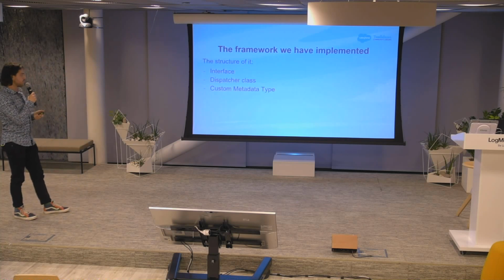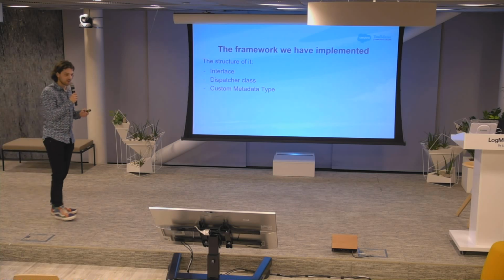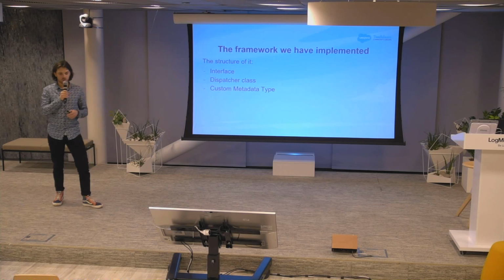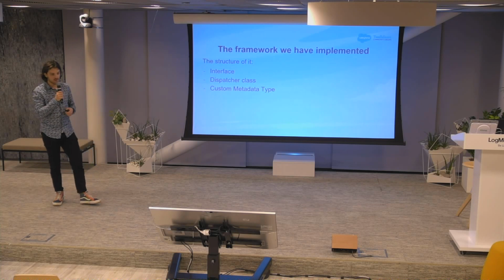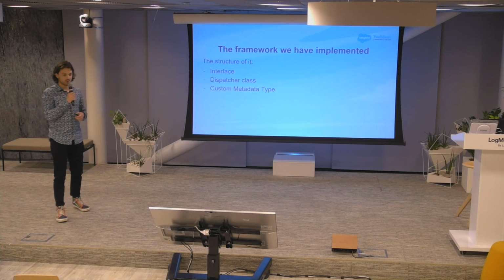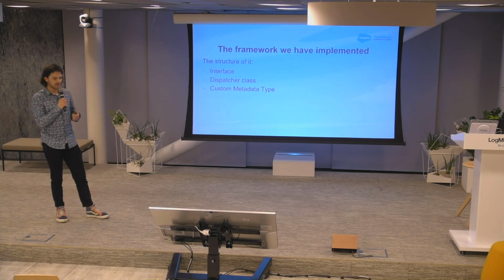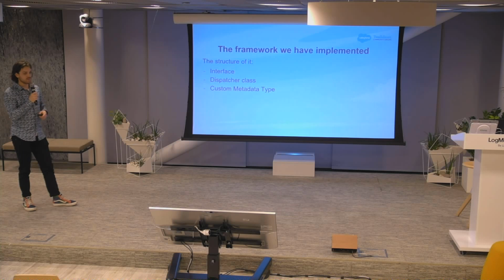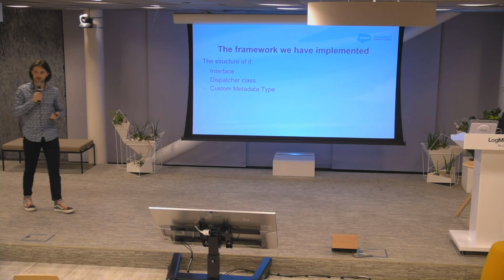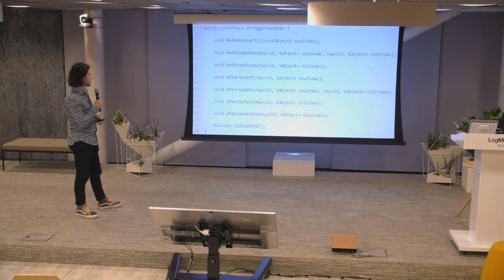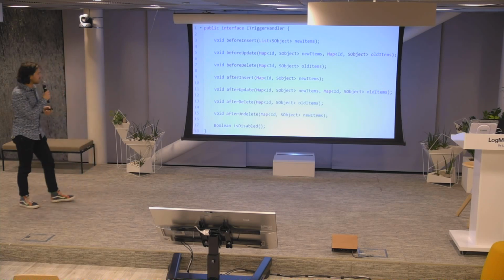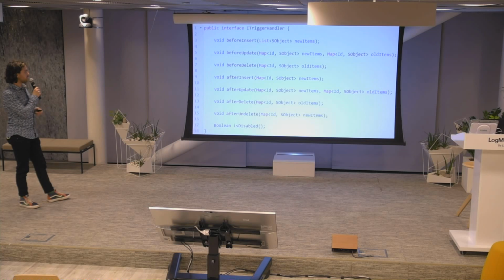We use an interface, a dispatcher class, and a custom metadata type. The interface contains the methods which should be implemented by the handler class. The dispatcher class controls the triggers, and the custom metadata type helps us turn the triggers on and off for a specific object. Okay, I will show you some code. It will be interesting mostly for the developers.